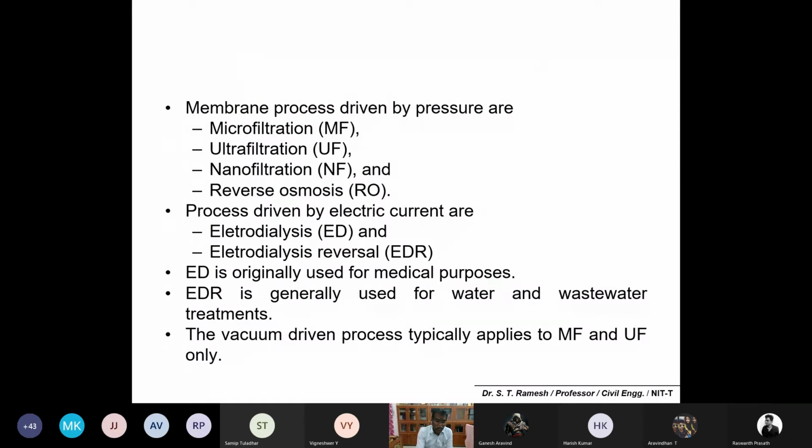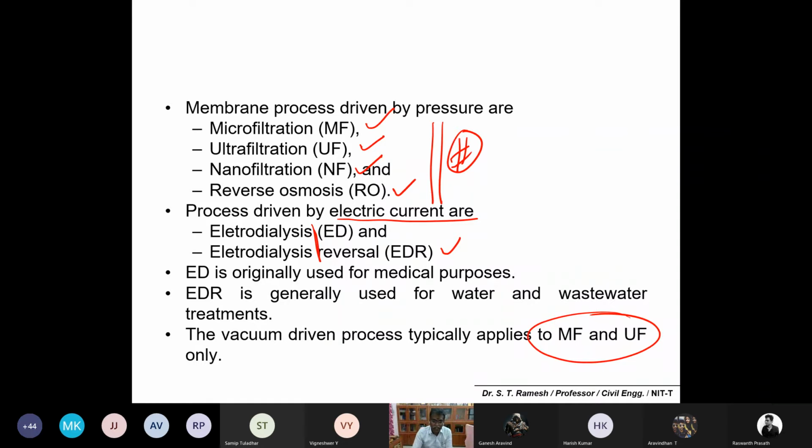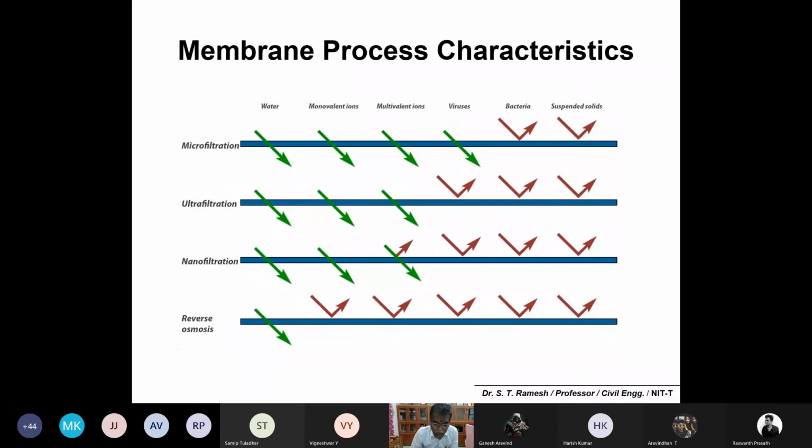These membrane processes are classified as microfiltration, ultrafiltration, nanofiltration, and reverse osmosis. You would be familiar with these terms. Microfilters are very common, ultrafilters are very common, and nanofiltration is also very common in households now, and the reverse osmosis plant. If it is driven by electric current, it is called dialysis, electrodialysis, or electrodialysis reversal. The vacuum driven process applies to microfiltration and ultrafiltration systems. So what we are going to discuss is micro, ultra, nano, and reverse osmosis, in the case of solids removal. Now you can understand better.